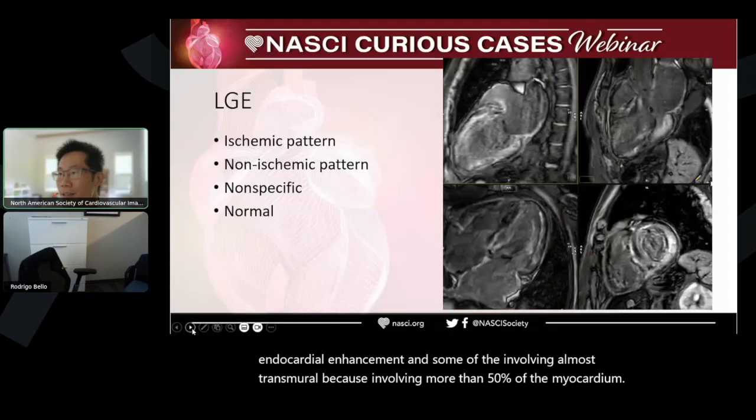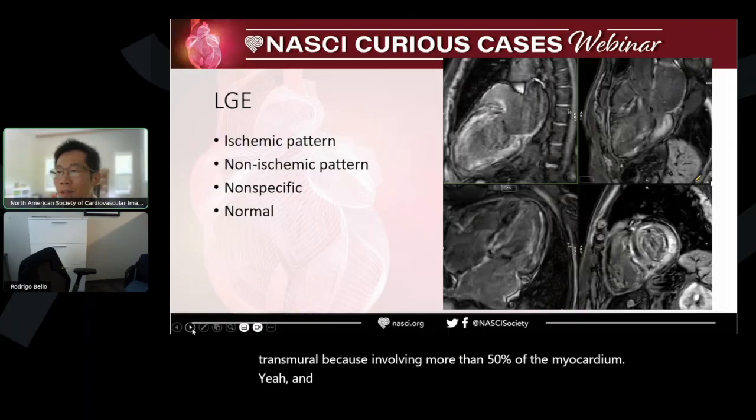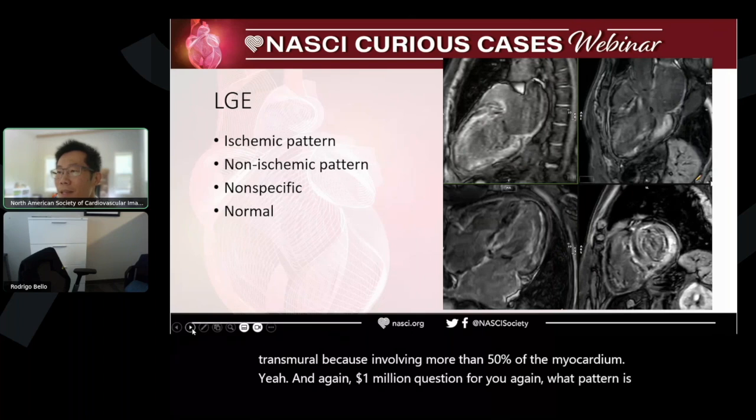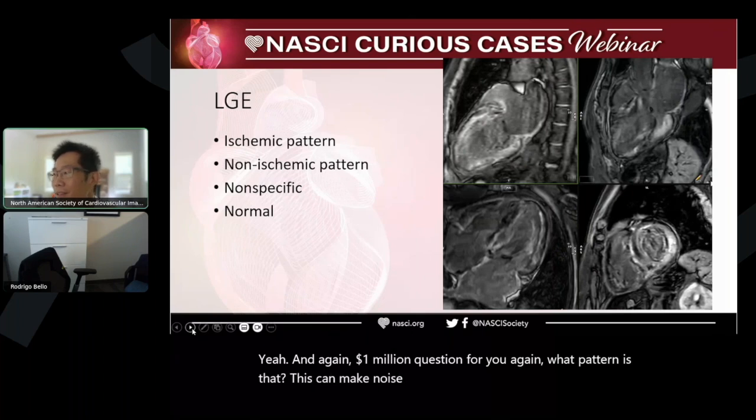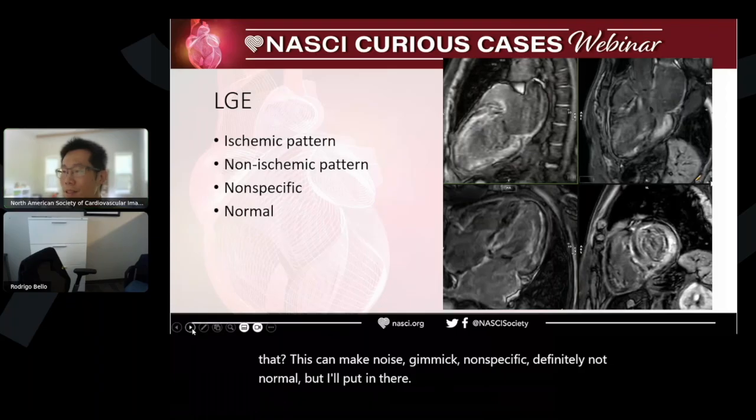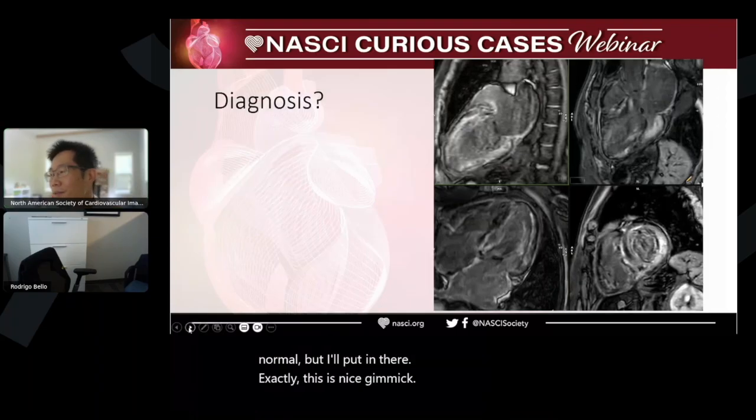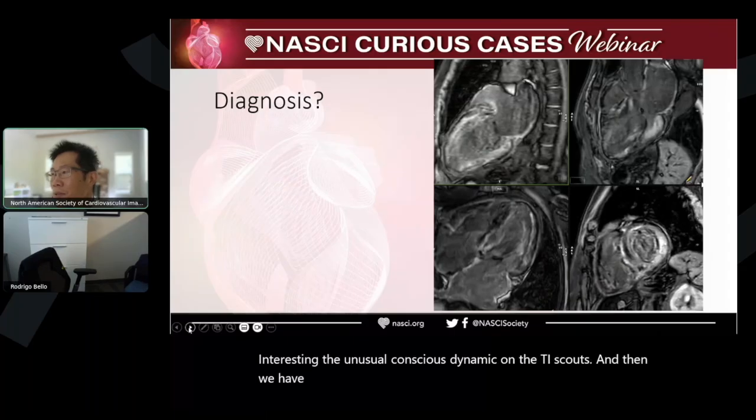Yeah, and again, the million dollar question for you: what pattern is that? Ischemic, non-ischemic, non-specific? Definitely not normal, but I put it in there. Exactly. This is non-ischemic. And what's your diagnosis? Interesting, unusual contrast dynamic on the TI scout, and then we have this extensive diffuse subendocardial enhancement. We also see some involvement of the atrium as well.